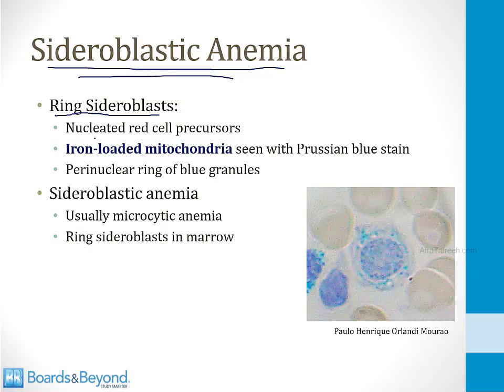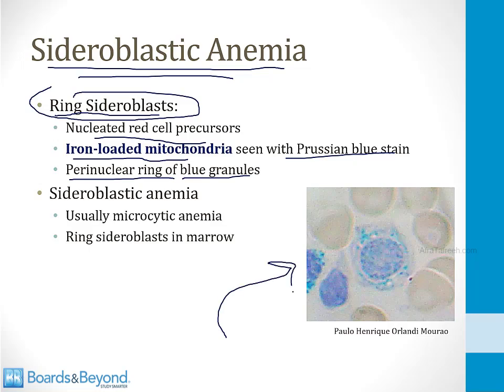Ring sideroblasts are nucleated red blood cell precursors, and their mitochondria become loaded with iron. We'll talk about why this happens in a minute. And you can see these mitochondria loaded with iron if you stain these cells with a Prussian blue stain. And in a ringed sideroblast, the blue granules of iron-loaded mitochondria surround the nucleus, forming a perinuclear ring, hence the name ringed sideroblast. And this is an example of one shown on the screen here.